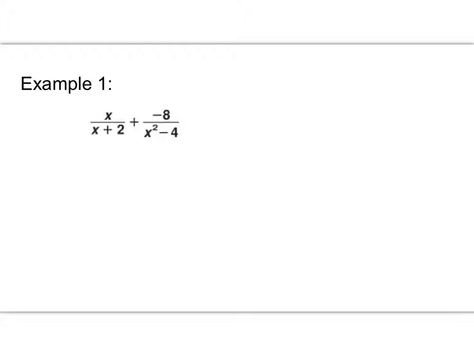For the first example, I have two rational expressions that I'm going to add together, and you can see here that they do not have the same denominator. I could just multiply this term over here by x minus 4 over x minus 4, and this side by x plus 2 over x plus 2. But if that's not my lowest common denominator, this is going to get big and ugly pretty quickly. So the smart thing to do is you want to factor first.